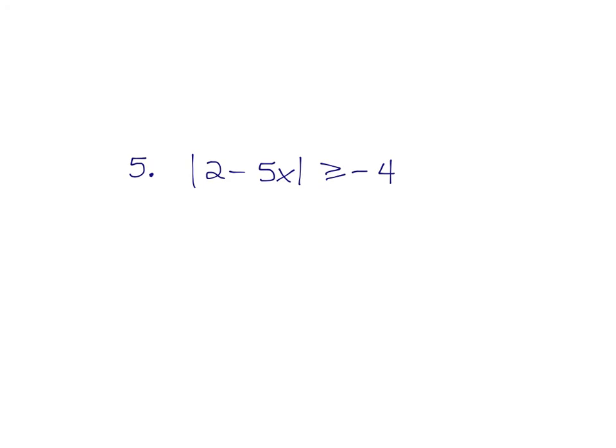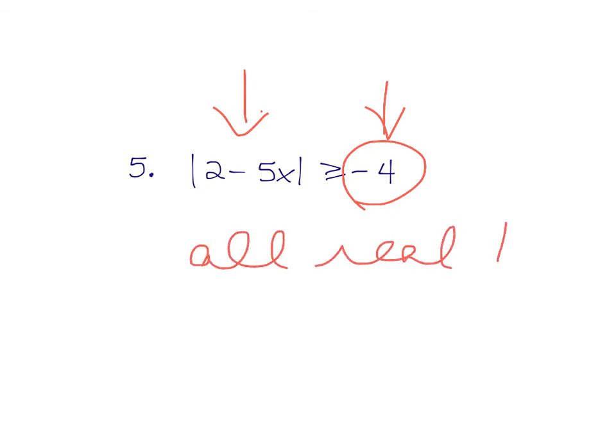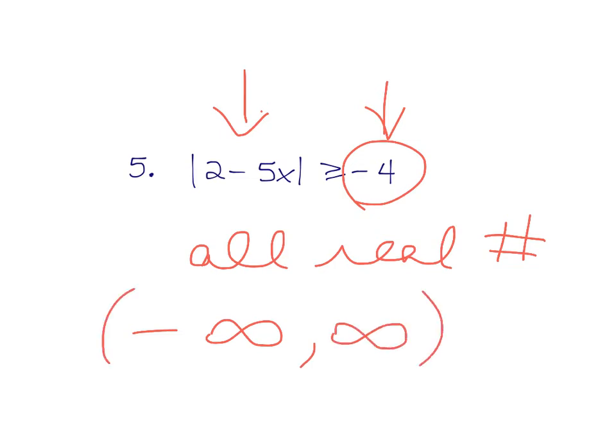Again, once your absolute value is isolated and you see a negative number over here, this should be a clue for you to stop and think. If it's an equal sign, it's no solution. If it's a greater than sign, we know all numbers are going to be greater than negative, will be positive. So this is going to represent all real numbers. And you will write this in interval notation from negative infinity to positive infinity.